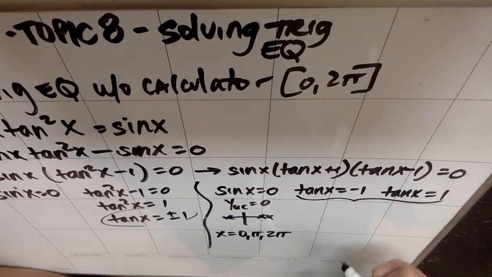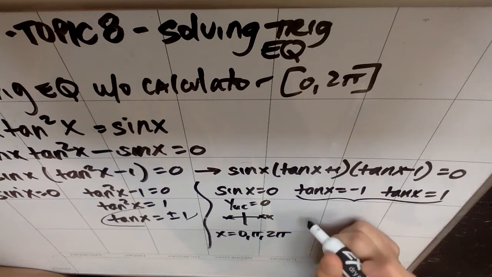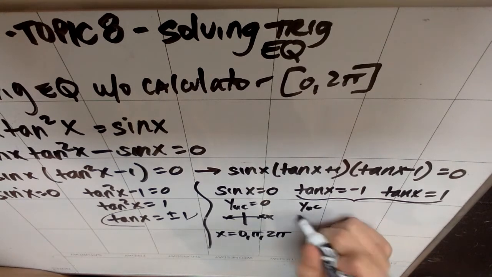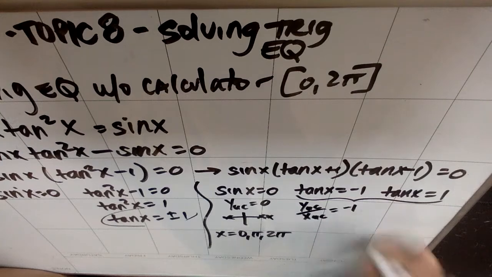Now, if tangent is 1 or negative 1, right? So think about what tangent is. Tangent is the y on the unit circle on top of the x in the unit circle, and that's a negative 1 here.